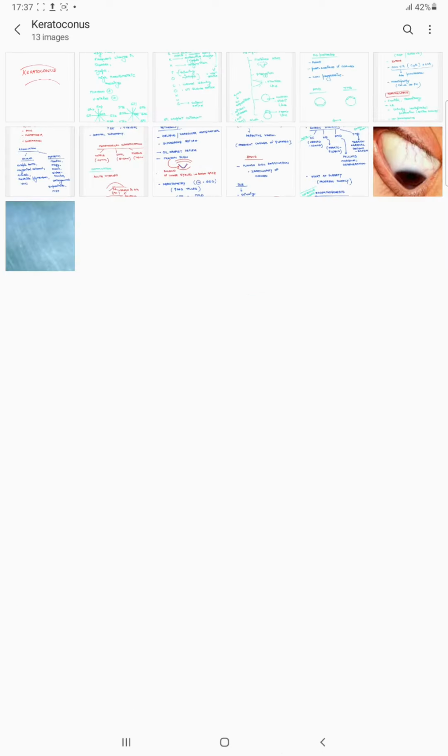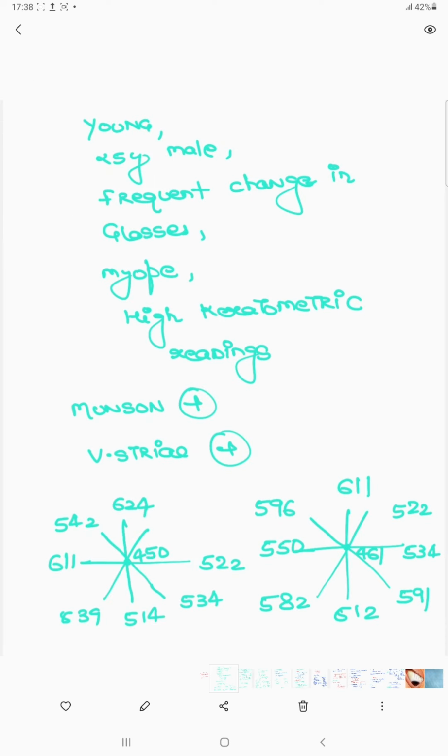Also, when we saw the patient on slit lamp, we saw some vertical striations in the cornea of the patient. This is the cropped image of the cornea of the patient, and you are seeing the vertical striations on the cornea. These are the Vogt's striae which are seen in case of keratoconus.